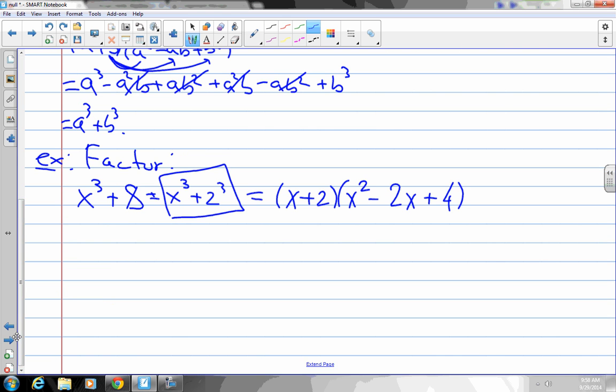Let me do another one. 27x cubed minus y cubed.